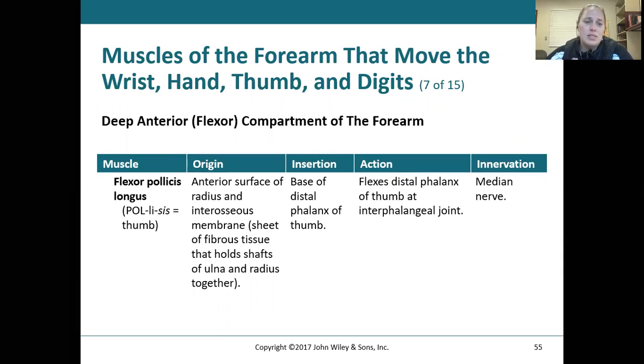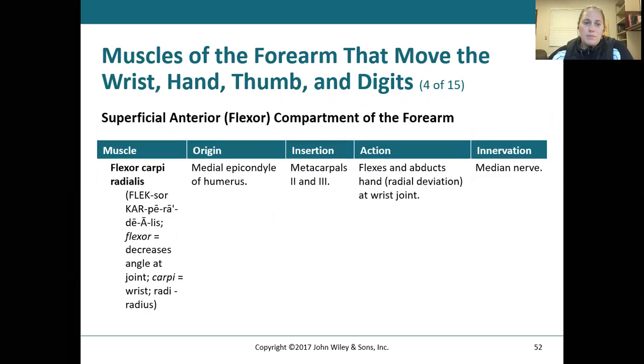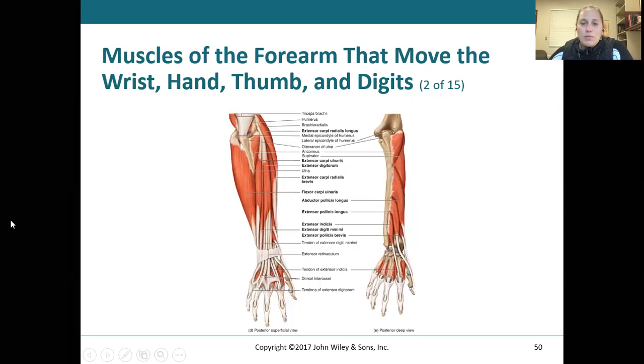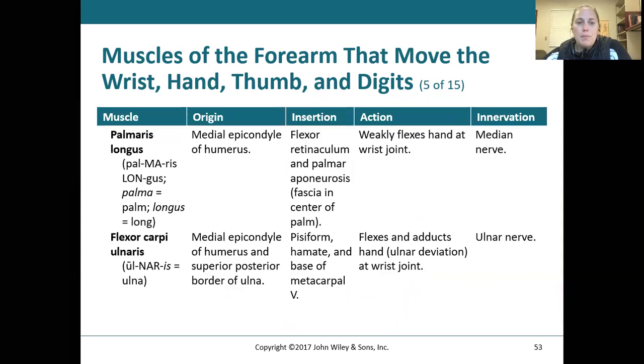And the flexor pollicis longus, its origin is the anterior surface of the radius and interosseous membrane. Its insertion is the base of the distal phalanx of the thumb, and its action is to flex the distal phalanx of the thumb at the interphalangeal joint, and it's the median nerve, flexor pollicis longus. So again, we're hitting a lot of these different muscles that are labeled in this particular cross section.